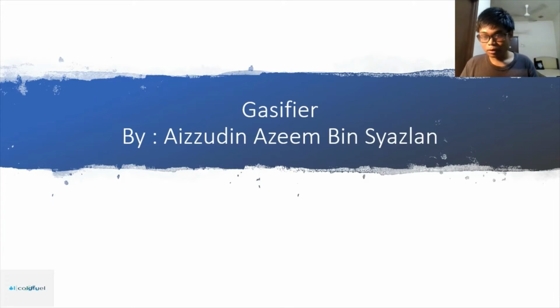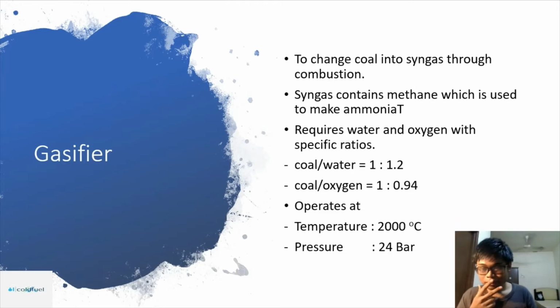Let's look into the first block, which is the gasifier. The purpose of the gasifier is to change coal into syngas through combustion. Syngas contains methane, carbon dioxide, carbon monoxide, hydrogen gas. But methane is especially used to make ammonia. The gasifier requires water and oxygen within specific ratios: the ratio of coal to water is 1 to 1.2, and the ratio for coal to oxygen is 1 to 0.94. The gasifier operates at a temperature of 2000 degrees Celsius with a pressure of 24 bar.